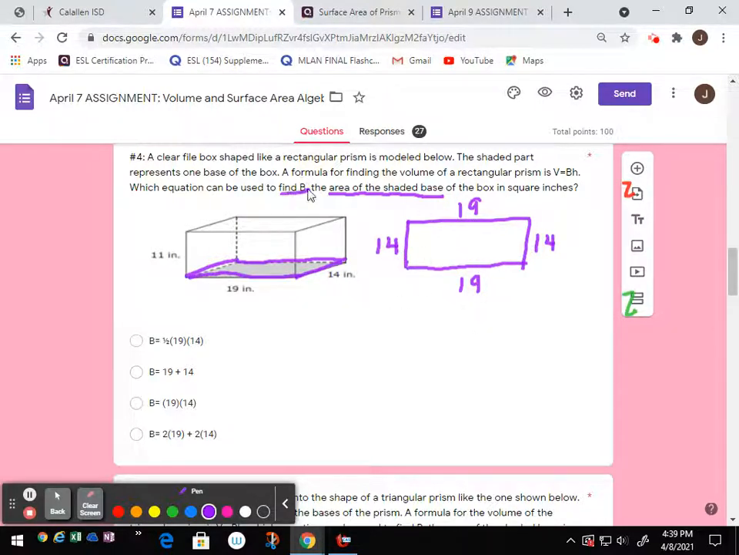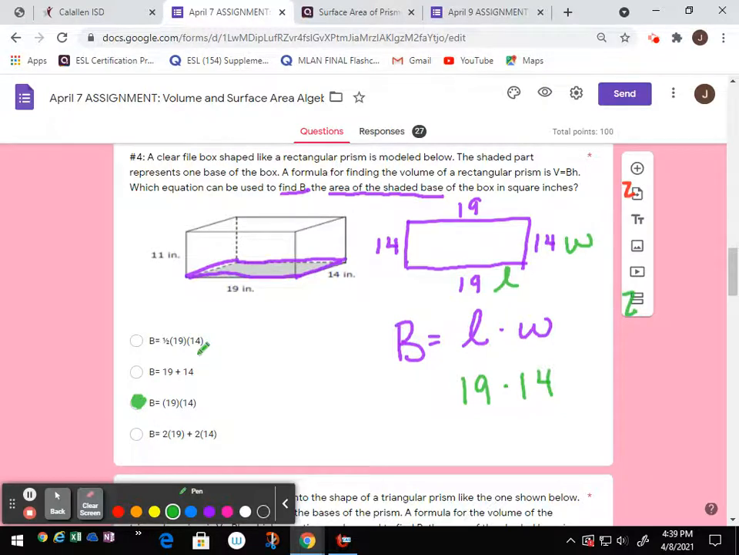All we need to do is find the area. The area formula for a rectangle is the length, big B, is equal to the length times the width, which we can see 19 is our length, 14 is our width, so 19 times 14, and that's it, which we can see is answer choice C. C is our answer for number 4.